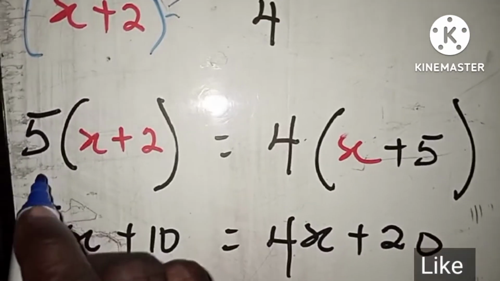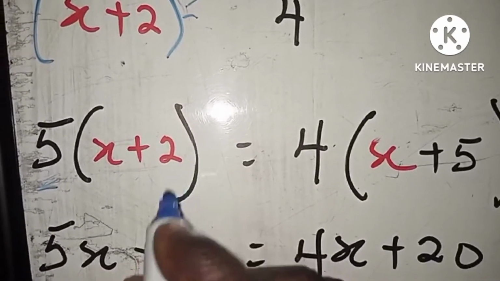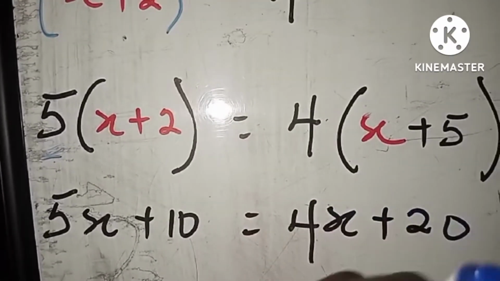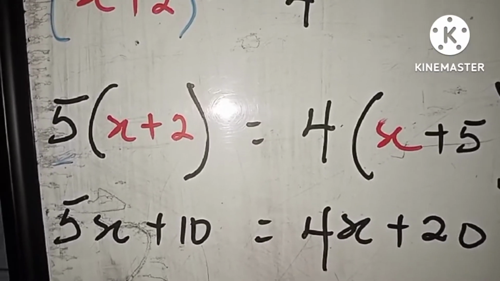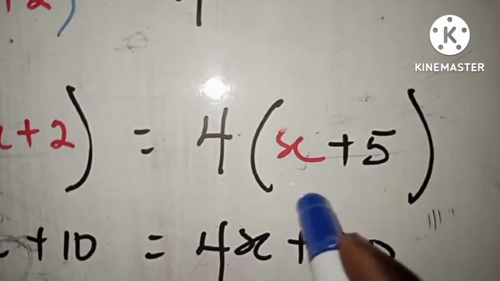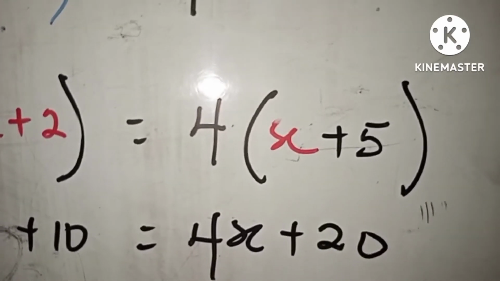If you expand, don't forget that this 5 here is multiplying anything that is in the bracket, right? So you have 5 multiplied by s, that gives us 5s, and then we have 5 multiplied by 2, that will give us 10. And then on the right hand side we have 4 multiplied by s, that is 4s, and then here we also get 20.